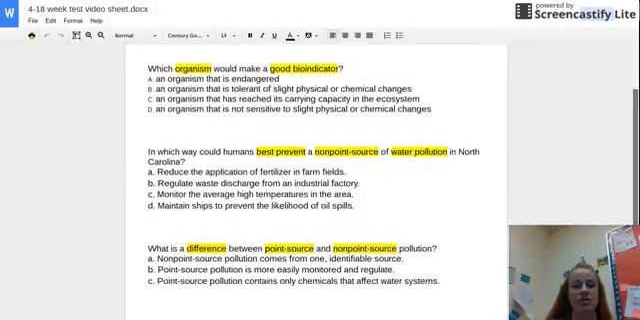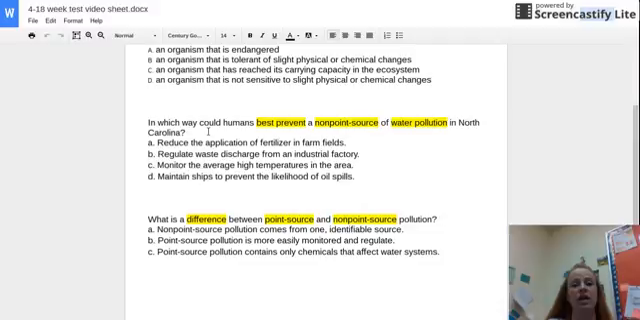The next question I wanted to show you all: in which way could humans best prevent a non-point source of water pollution in North Carolina? What I highlighted was best prevent, non-point source, and water pollution. So I have to think, okay, what is non-point source? I know if it's point source pollution, I can directly point to it, whereas non-point source is pollution where I can't tell you exactly where it came from.